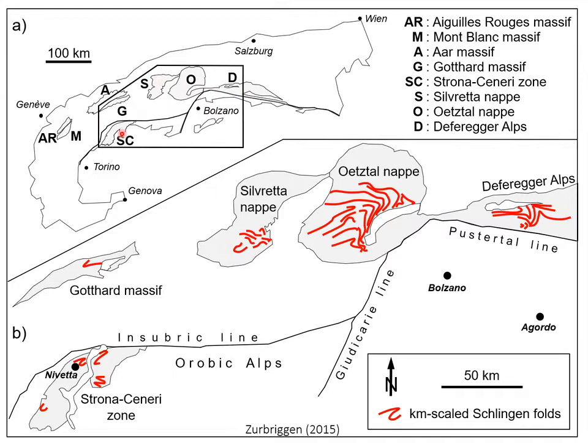And I did my field observations mainly in the Strona-Ceneri zone, south of the Insubric line, which is part of the Southern Alps, but also in the Gotthard Massif, or nowadays called Gotthard Nappe, and in Austro-Alpine units like the Silvretta Nappe and the Ötztal Nappe.